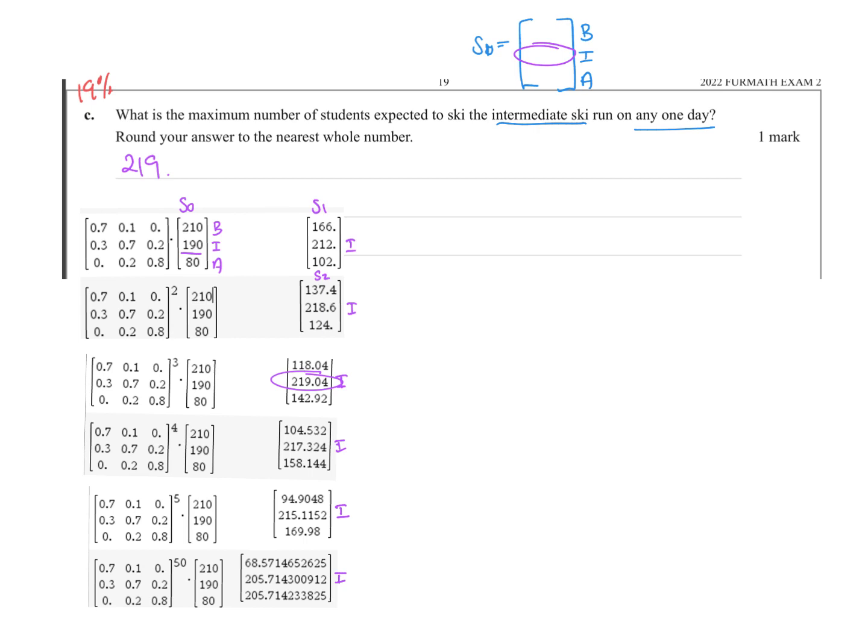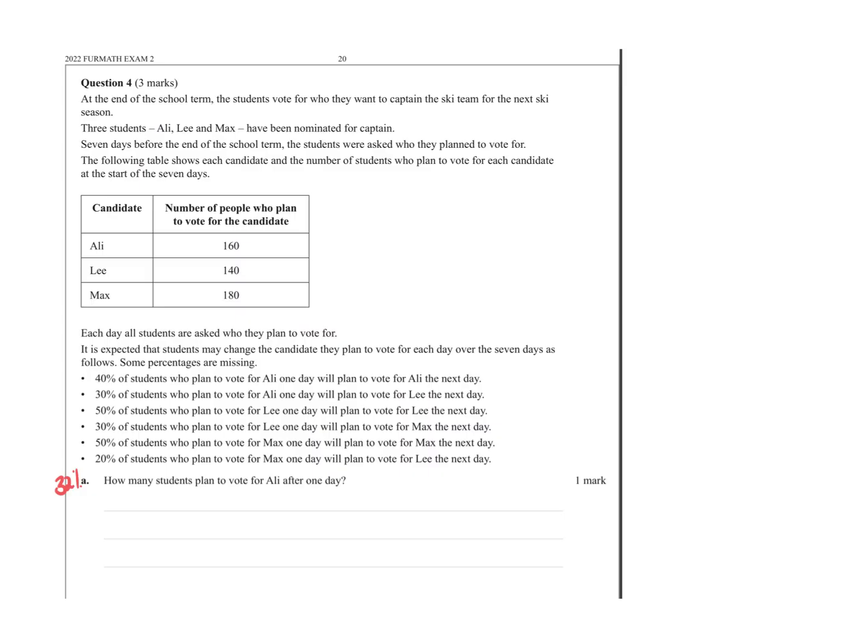In this year's exam, at the end of the school term, students vote for who they want to be ski captain. 3 students, Ali, Lee and Max, are all nominated. 7 days before the end of school, students were asked who they plan to vote for. The following table shows the candidates and the number who plan to vote. Each day, all students are asked who they will vote for. It's expected that the students may change candidate from day to day, and they said some percentages are missing.